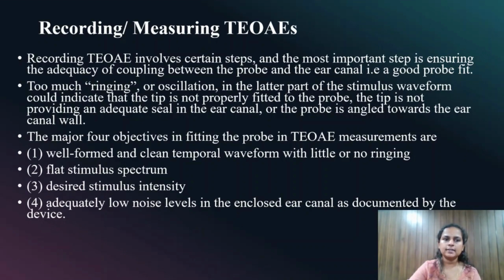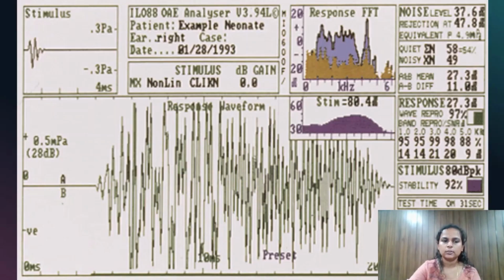TEOE is recorded by placing a probe into the ear canal in a sound-treated room. If any ringing sensation or oscillation occurs, then the probe tip is not properly fitted. The four major objectives are a well-formed and clean temporal waveform with little or no ringing, a flat stimulus spectrum, the desired stimulus intensity, and adequately low noise levels in the enclosed ear canal as documented by the device. So this is the picture of a TEOE recording.